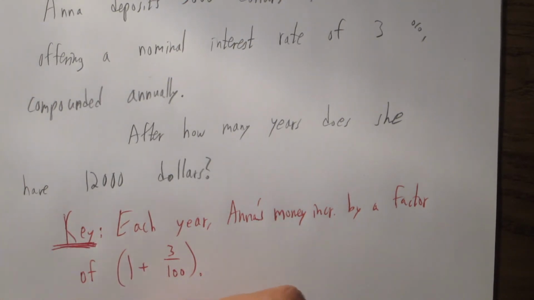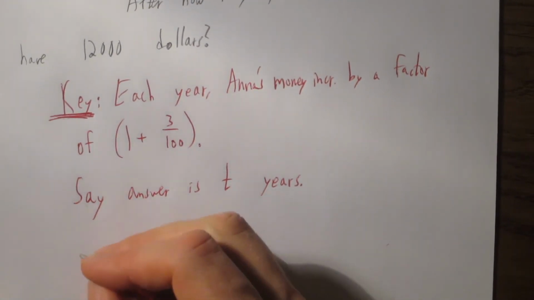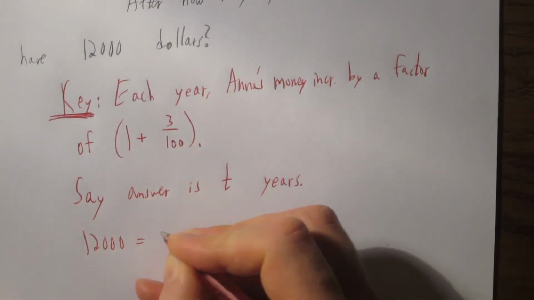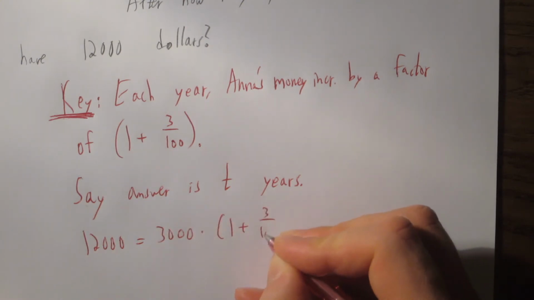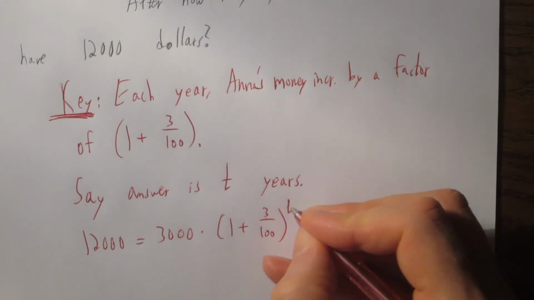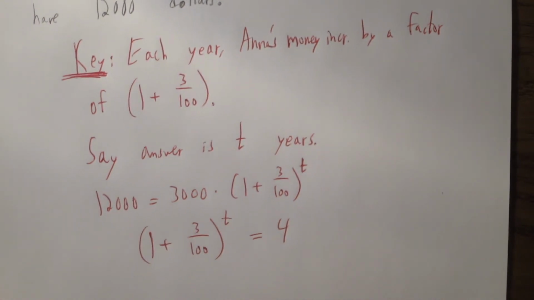Then let's say the answer is t years. You introduce a letter for unknown quantities, because then you can get an equation. Namely, 12,000 should be the starting amount, 3,000, times this factor by which money increases each year, to the power of t, the number of years the money must sit in the bank to go from 3,000 to 12,000. So this is the same thing as 1 plus 3 hundredths to the power of t is 4.